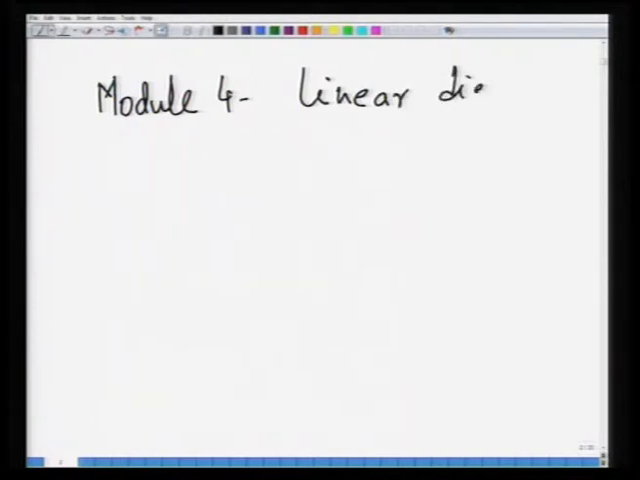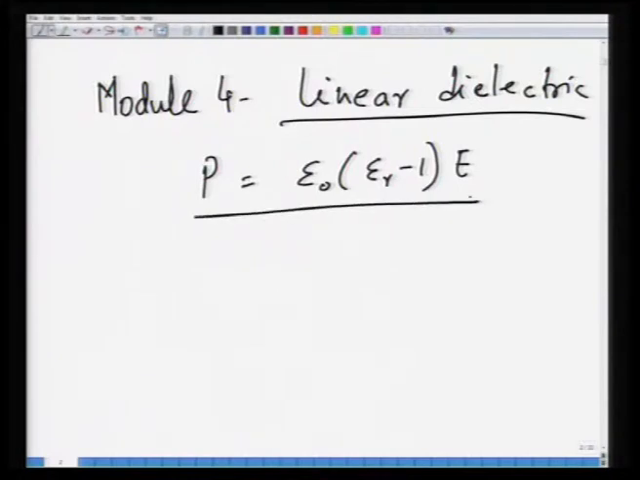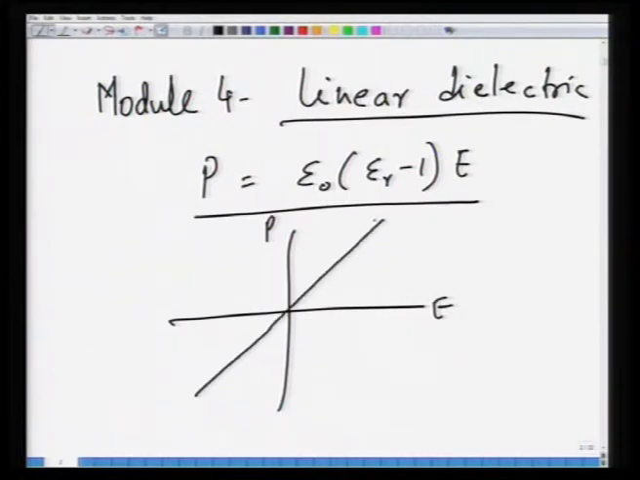So, the dielectrics that we discussed were essentially linear dielectrics. Module 4 was about linear dielectrics, and what it essentially means is that the dependence of polarization on electric field is linear, because we looked at P equal to epsilon naught into epsilon r minus 1 into E. So, there was this overall linear dependence upon the field. When you plot polarization versus electric field, the plot is linear.